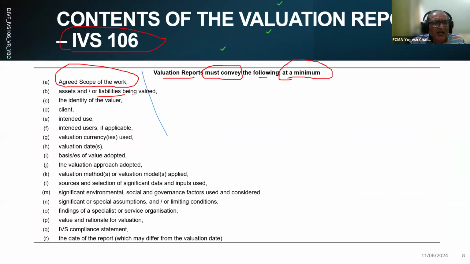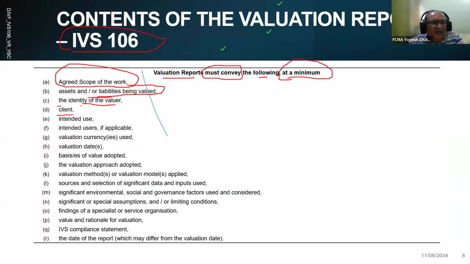So the asset or liability being valued needs to be clearly specified. There are 8 asset classes. Then the identity of the valuer is very important: the identity of the valuer, the credentials of the valuer, and our registration details with the IBBI. So that we need to specify.